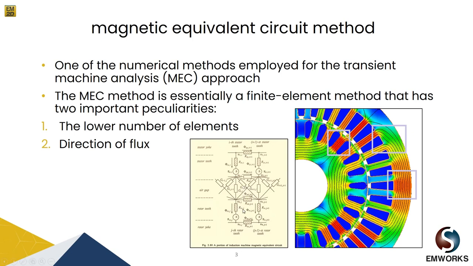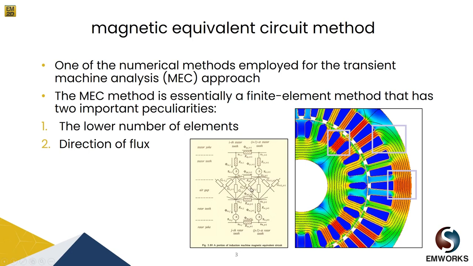This picture shows the magnetic equivalence circuit of an induction motor. Here you can see the reluctances or permeances, right? We have nonlinear permeance and we have linear permeances as a function of the rotor position here between stator and rotor teeth. So when we draw this equivalent circuit, we should know the direction of the flux, right? We should have a good indication about the flux direction in each element.